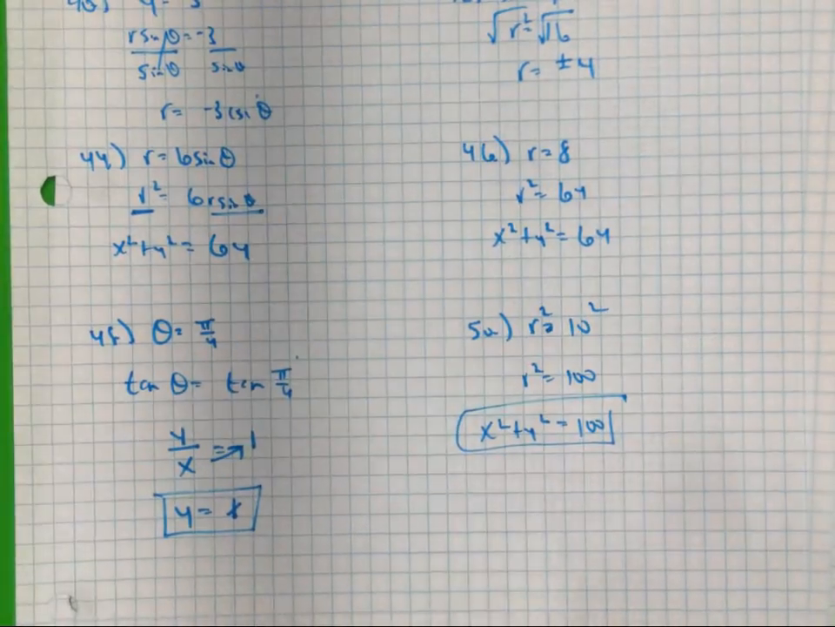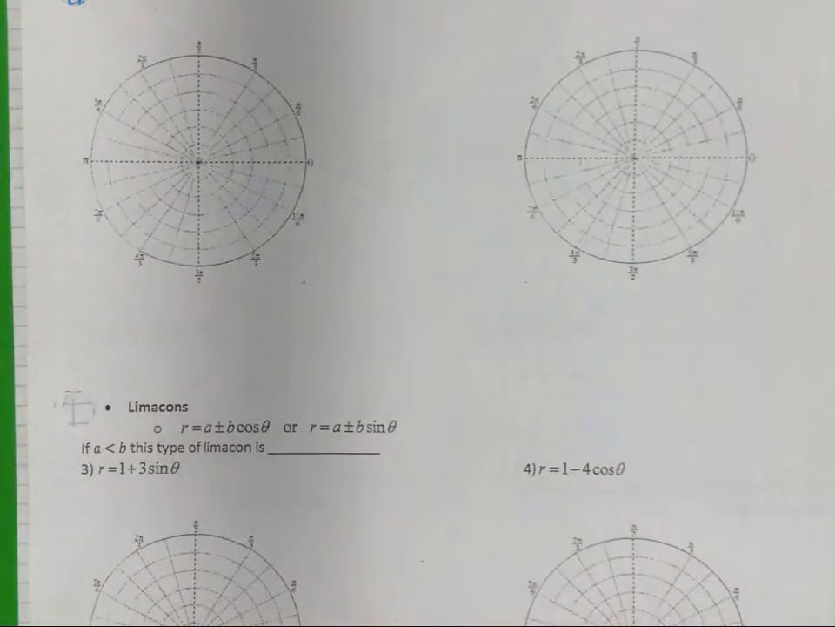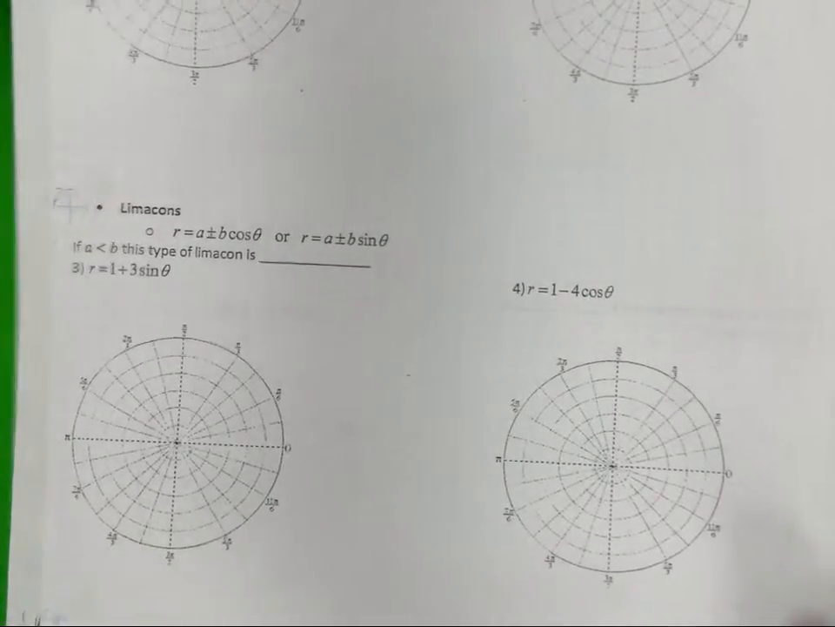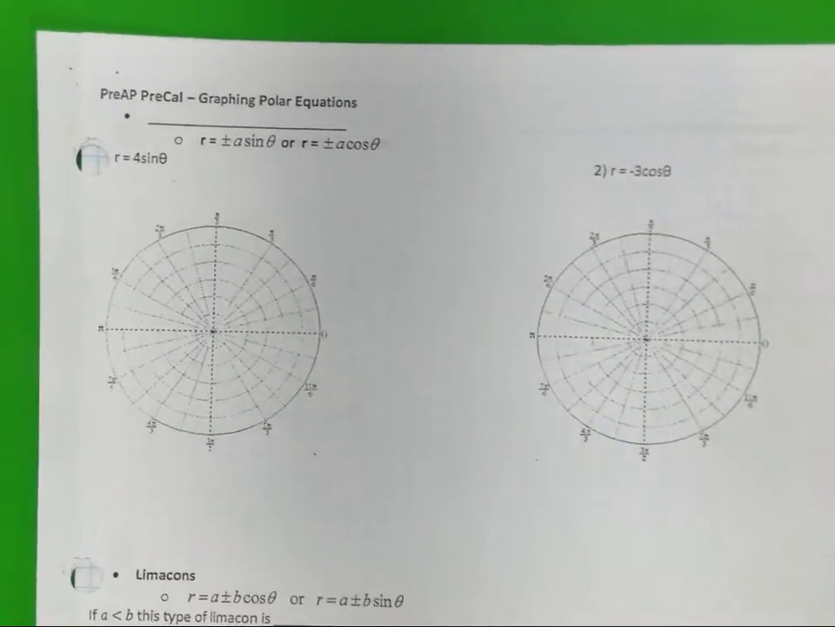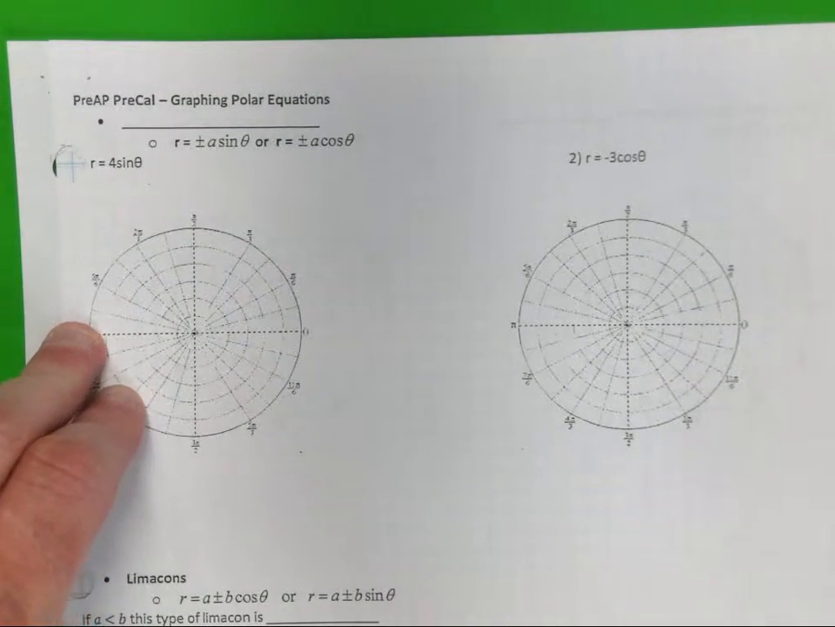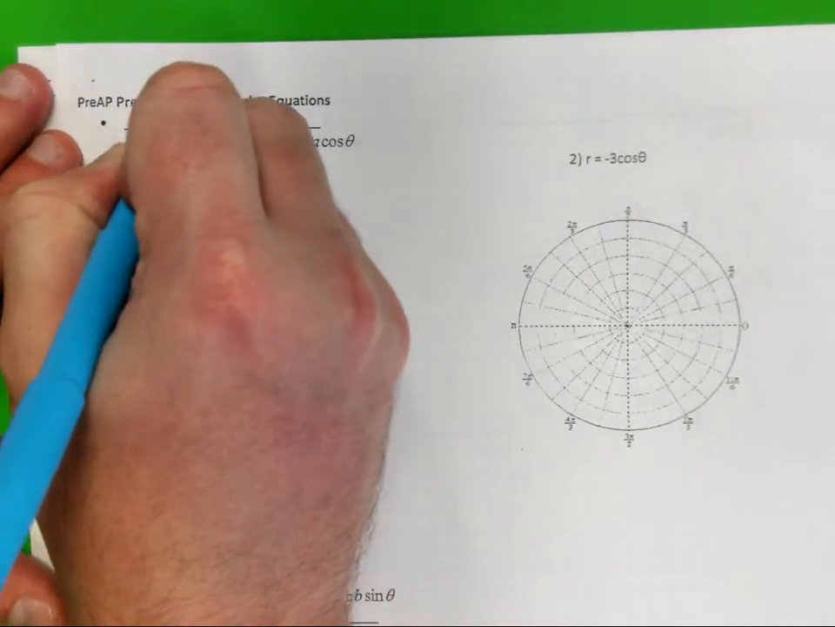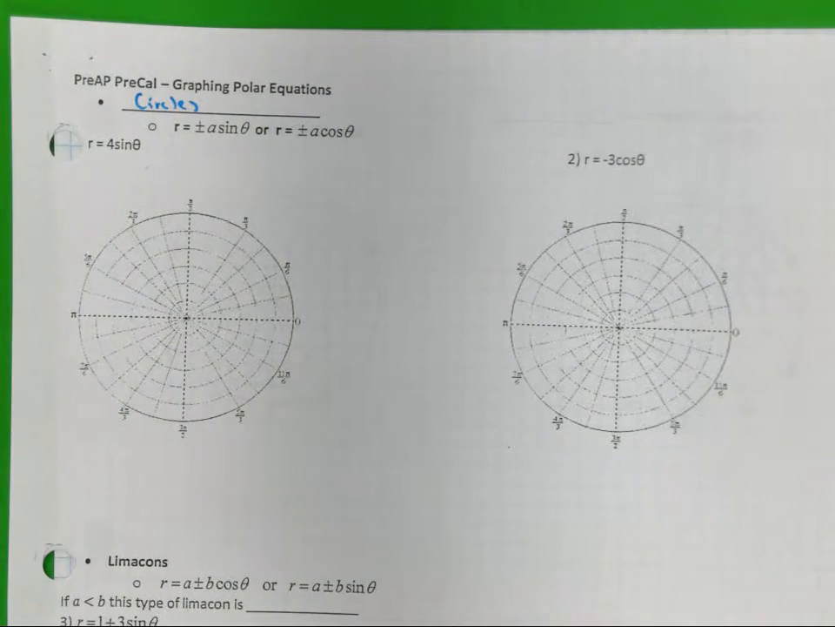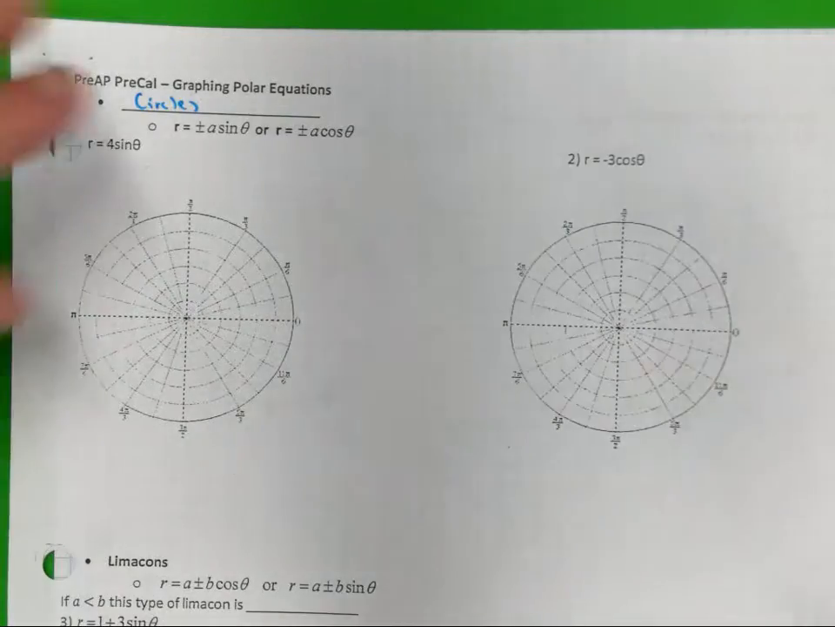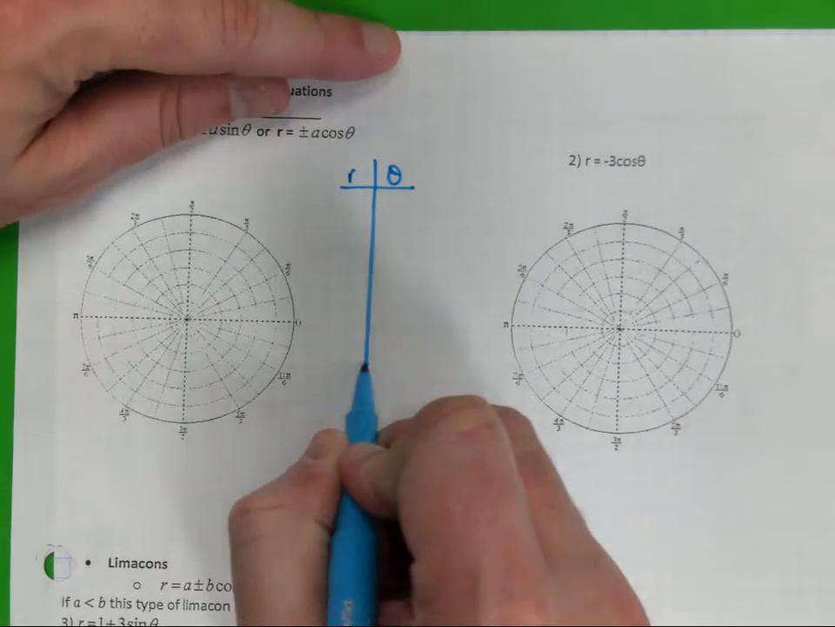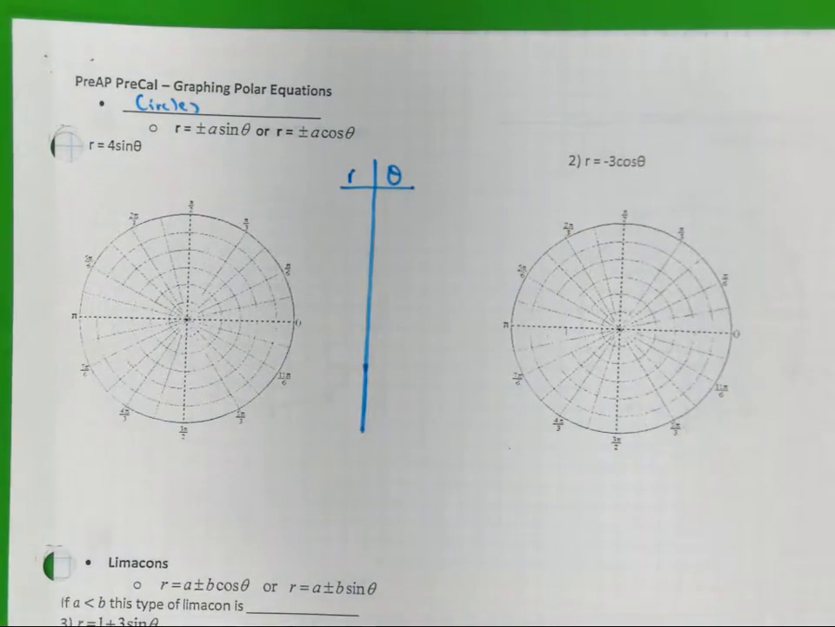So, looking on page 5, looking at the format, you see 4 sine theta and negative 3 cosine theta. Well, there's no plus or minus. It's a number times a function. So these are your circles, okay? All right, you're going to have to make a table for every one of these. In your table, it's going to be in the format r, theta, because that is your ordered pairs, okay? You always have your r come first and then your theta.